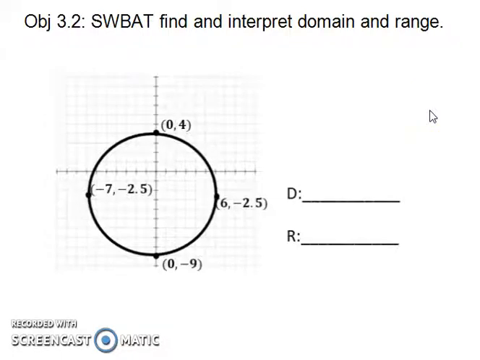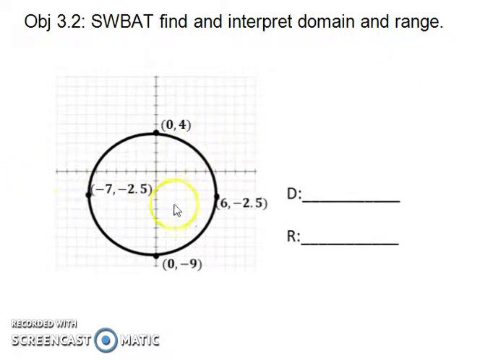All right, today we are going to do objective 3.2, which is to find and interpret domain and range. Now, domain, you wrote down, is all possible x values. So this graph hits a lot of x values, like it hits -7, it hits 0, it hits 6, it hits a lot of stuff in between. It doesn't hit +10 or +9, so that's not part of the domain. Same thing with the x values over here, not part of the domain.